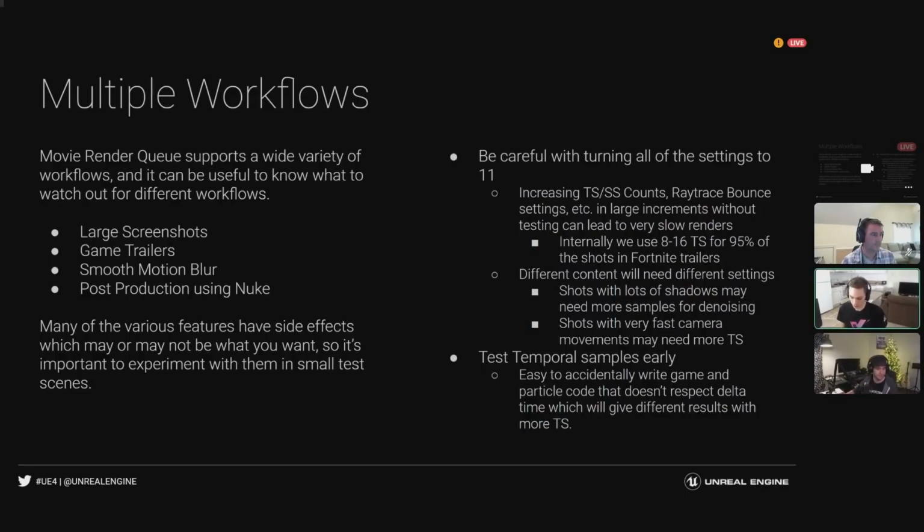One thing that's important is to test temporal samples early if you can. The big difference between not using temporal samples and using temporal samples is we tick the engine 8 or 16 or 32 times for every output frame. And it's easy to accidentally write game code or particle code that doesn't respect delta time. That's going to give you a different result when you use more temporal samples. So every now and then kick off a render with 5 or 16, take a look at it, and make sure it's doing what you expect.